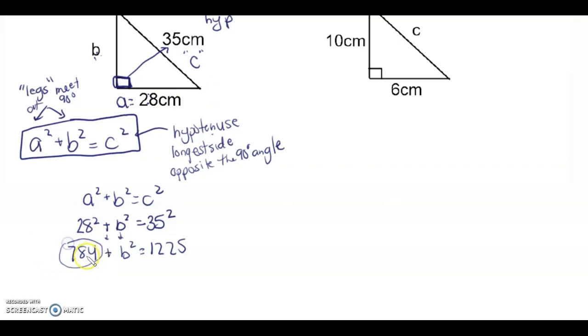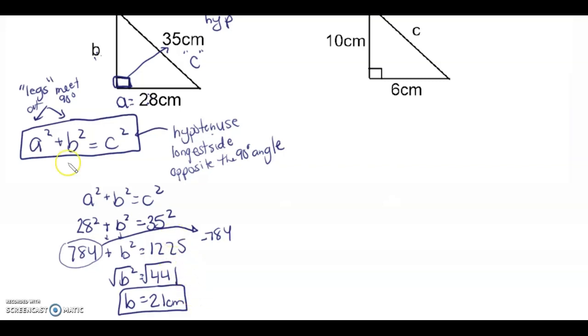Let's take positive 784. Let's bring it to the other side, and it becomes negative 784. Okay, so 1225 minus 784, we get 441. b squared equals 441. So let's go ahead and root both sides, and we get b equals 21. 21 is measured in centimeters.